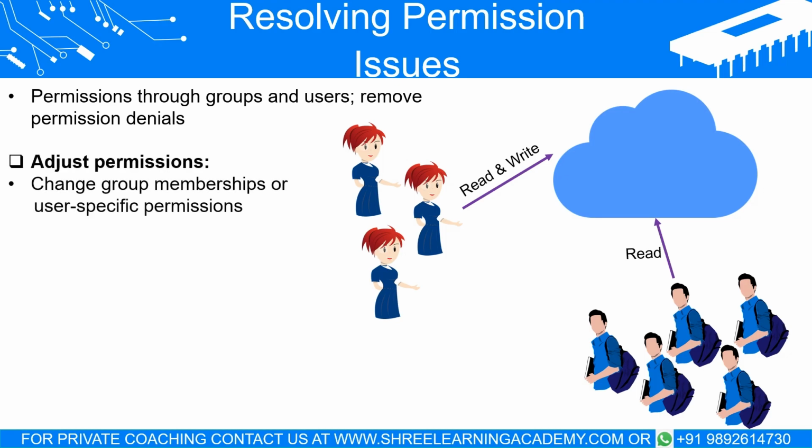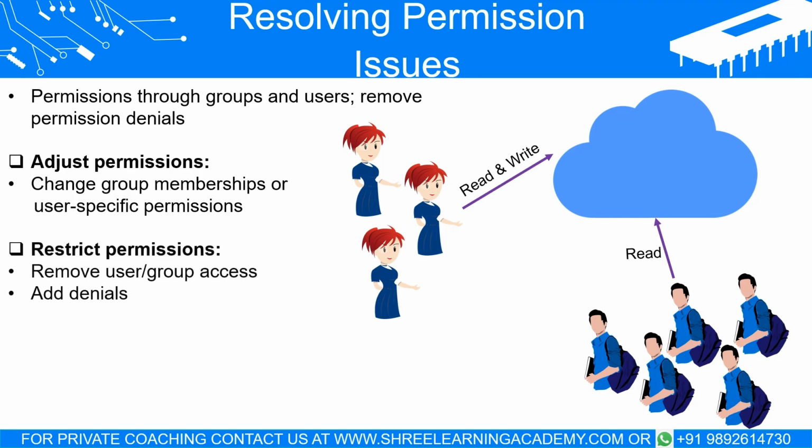Adjusting and troubleshooting permissions. When permission issues arise, they can be adjusted by changing group memberships or altering user-specific permissions. For instance, if a user can't access a file they need for work, they could be added to a group that has the necessary permissions, or the required permissions could be added to their user account.